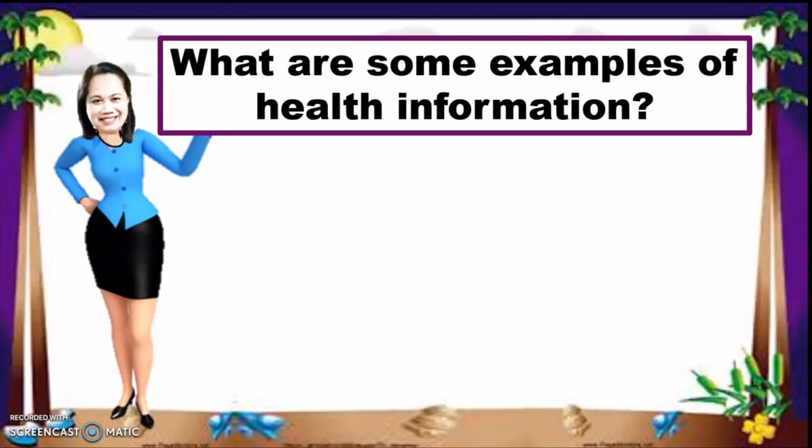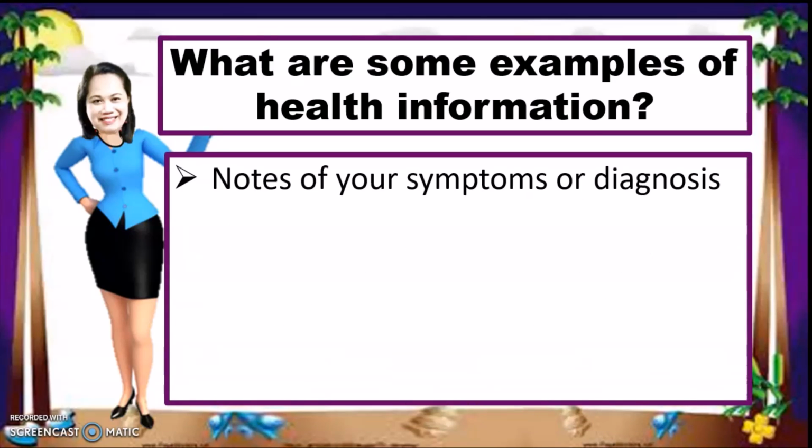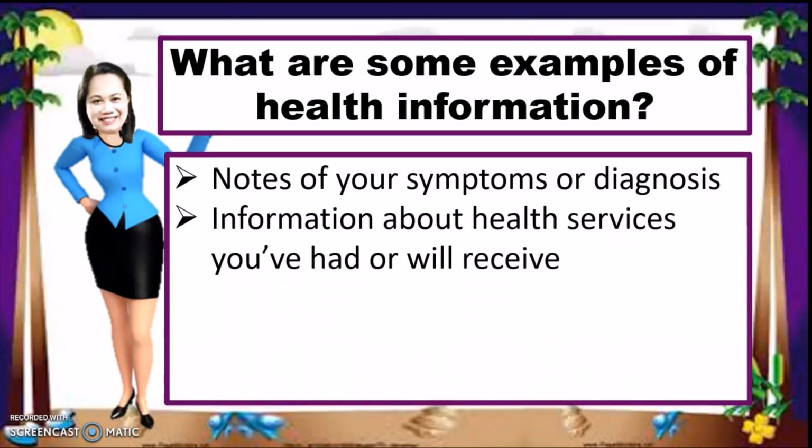What are some examples of health information? So, let's have the first one, notes of your symptoms or diagnosis given by the doctors. The next one is the information about health services you've had or will receive. Like for instance, you're going to have a dentist. So, that is a health service. Okay? The information about the services you need is an example of health information.